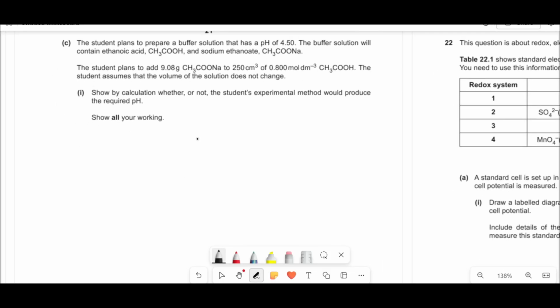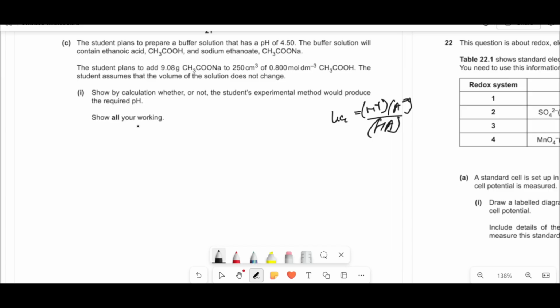So whenever you're doing these buffer questions, I do not do any other garbage that people say. I know that eventually a buffer is going to hinge on us using Ka equals H plus times A minus, because A minus is the salt, and that's the only one that has A minus in it, over HA, right? But these are all of the buffer, which is an equilibrium.